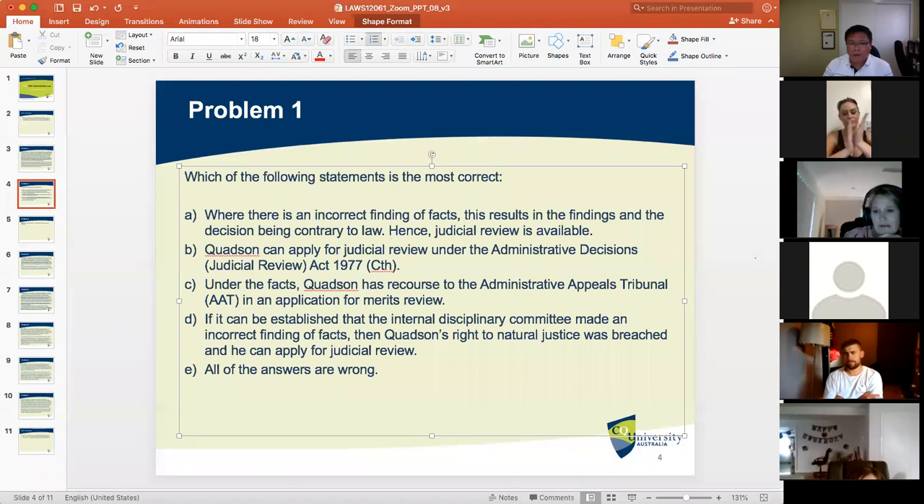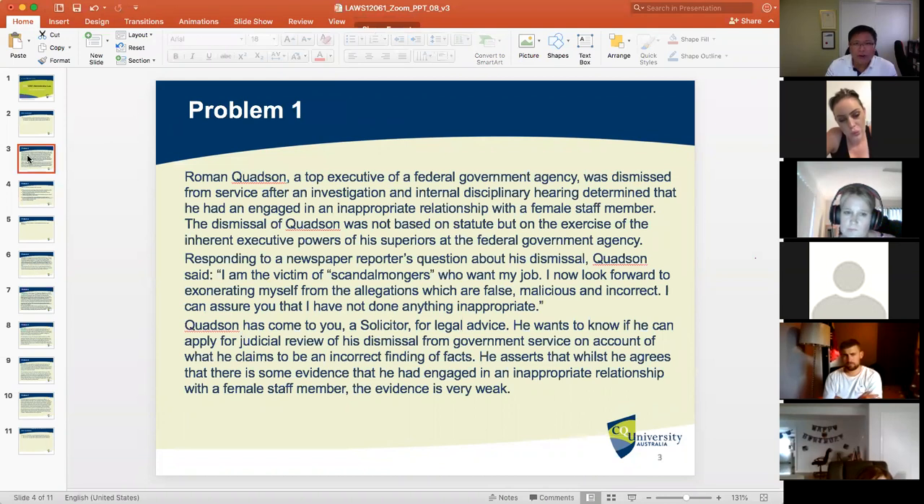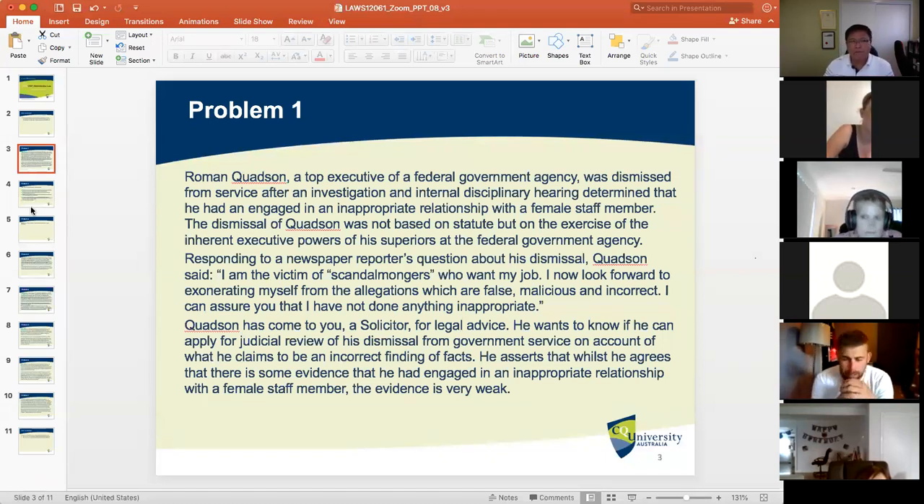It's crucial to remember that as far as the jurisdiction of the AAT is concerned, there can only be merit review by the AAT if the decision is made under an enactment. And we know under the facts that it was based on the exercise of the inherent executive powers of the superiors of the agency. So we know it was a decision that wasn't made under an enactment. That alone would tell us you cannot have merits review.